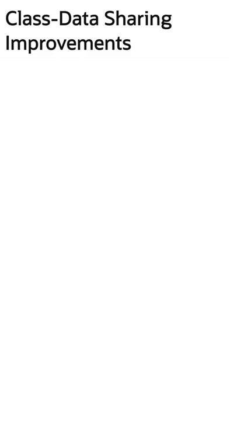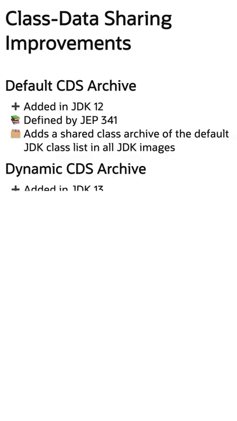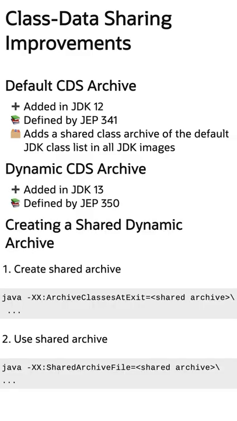Class data sharing saw two significant updates. JEP 341 in JDK 12 added a default CDS archive, which includes a shared archive of the default class list of the JDK in all JDK images. JEP 350 in JDK 13 added a dynamic CDS archive, improving the usability of AppCDS.